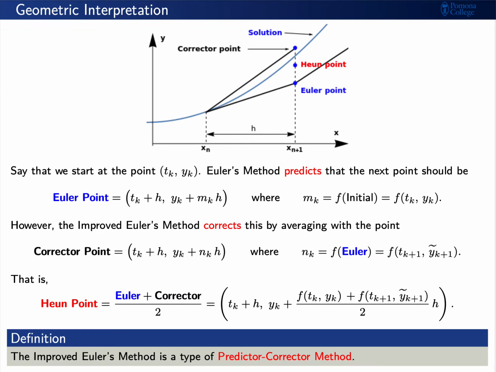In other words, the improved Euler's method is a type of predictor-corrector method. Here, the Euler point is what we predict coming from Euler's method, but in some sense, we haven't really found the correct point. So we have to correct our prediction by this idea of a corrector point. Now, taking the average of the two, we find the Heun point, which is really the correct point that we should get that's a little bit closer to the actual solution.